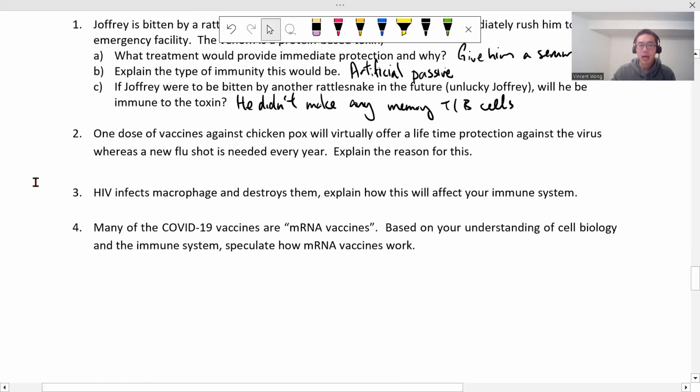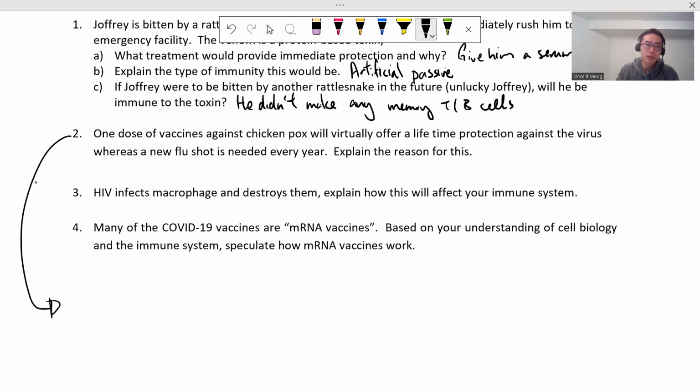All right, moving on. One dose of vaccine against chickenpox will virtually offer lifetime protection against the virus, whereas a new flu shot is needed every year. Explain the reason for this. Okay, so just a quick lesson on the flu. You should write these down as well. I'm not just randomly telling you stuff. These are things that are possibly important.